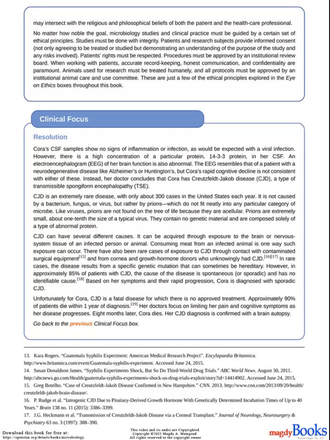Unfortunately for Cora, CJD is a fatal disease for which there is no approved treatment. Approximately 90% of patients die within 1 year of diagnosis. Her doctors focus on limiting her pain and cognitive symptoms as her disease progresses. Eight months later, Cora dies. Her CJD diagnosis is confirmed with a brain autopsy. Go back to the previous clinical focus box.